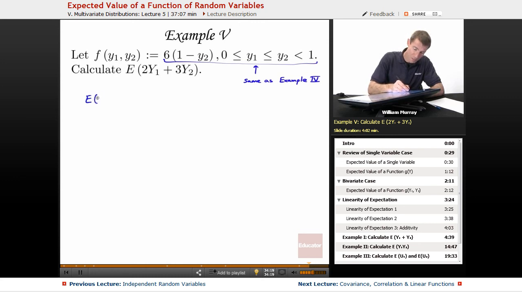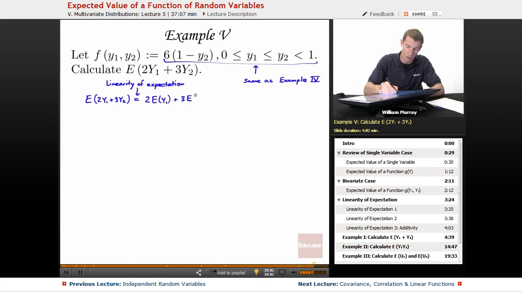So the expected value of 2y1 plus 3y2, the trick here is not to do an integral, but to use linearity of expectation. That was something that I introduced you to on the 3rd introductory slide to this lecture, linearity of expectation, and it's super useful for problems like this. I should spell expectation right since it's such a useful concept. Linearity of expectation says you can distribute and split up this expected value into 2 times the expected value of y1 plus 3 times the expected value of y2.